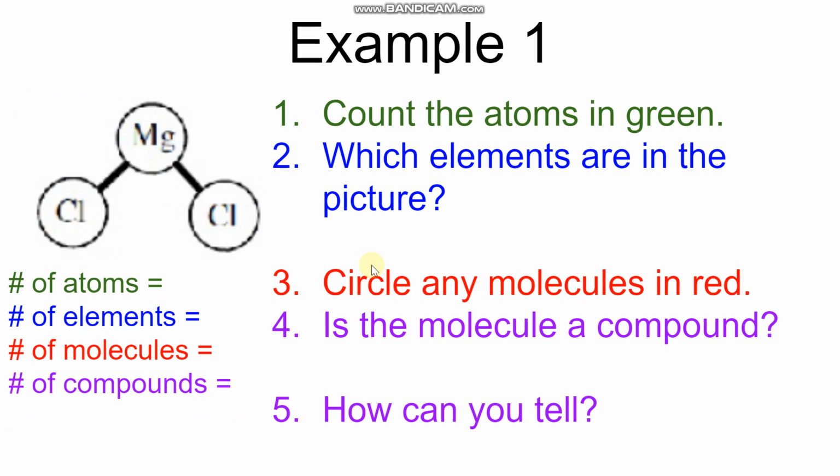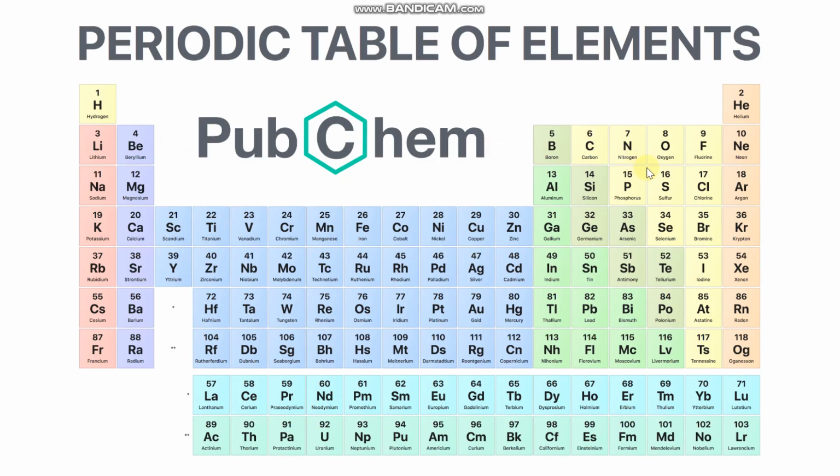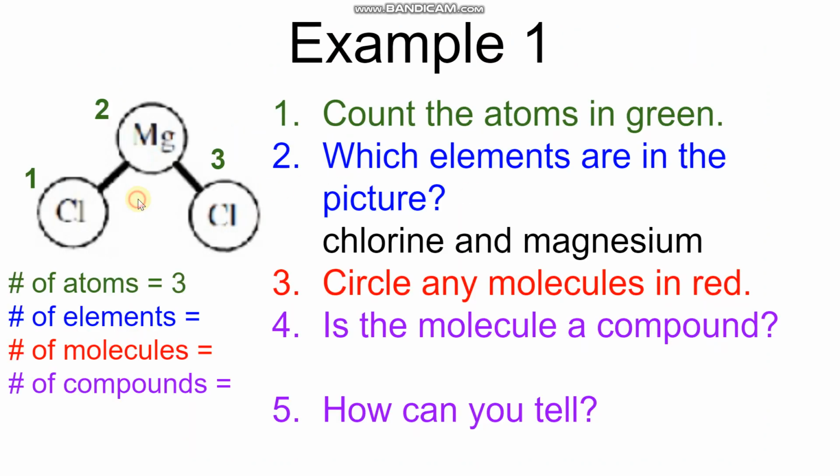Okay, so our first example, and the first thing that they're asking you to do here is count the atoms in green. So we'll do that. 1, 2, 3. So we have 3 atoms. Which elements are in the picture? So for that, we're going to need the periodic table. Well, we can see we've got a Cl and we've got an Mg. Cl is chlorine, and Mg is magnesium. So we have chlorine and magnesium in the picture. Number of elements, well, that should be 1, 2, right? Chlorine and magnesium. So 2 elements.